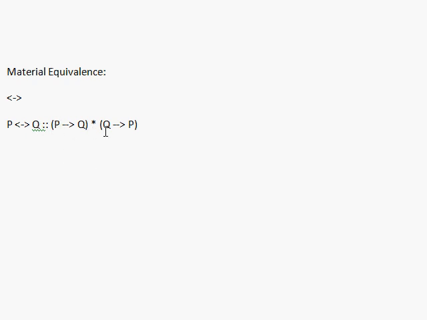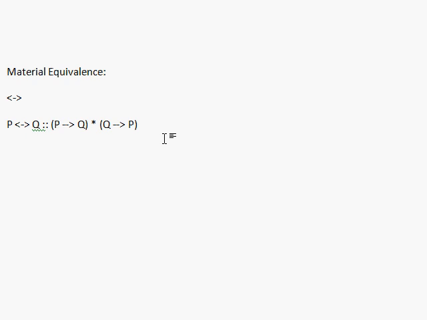So P if Q says that Q is sufficient for P. If you have Q, then you can get P. P only if Q says Q is necessary for P. You can only have P if Q is there, and if Q isn't there, then neither is P. So P if and only if Q states sufficient and necessary conditions for P. Q is necessary for P, and Q is sufficient for P. And it states sufficient and necessary conditions for Q. P is sufficient for Q, and P is also necessary for Q. So that's one of the forms of the material equivalence rule.